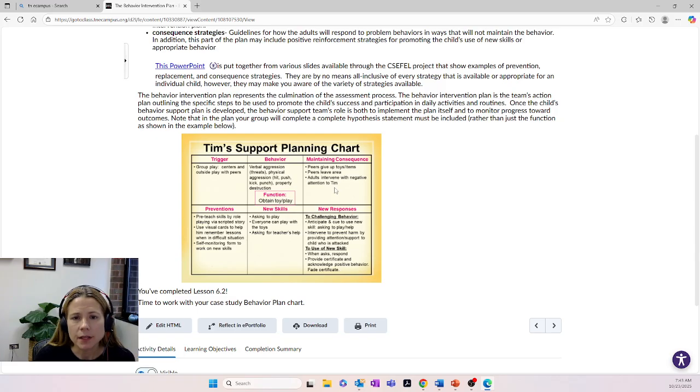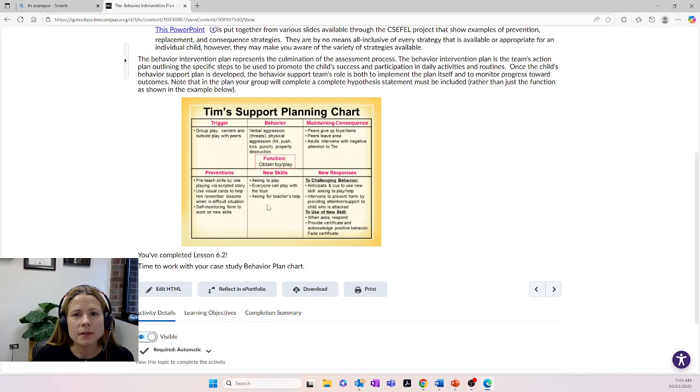Well, the peers, if they get hit, they'll just give him the toy. They give it up. I don't want it. Leave me alone. You're not being my friend right now. Or they'll leave because they don't want to be around that. Or adults will intervene with negative attention, which means he gets punished or something happens to him, right? So it's negative attention, which is what we don't want.